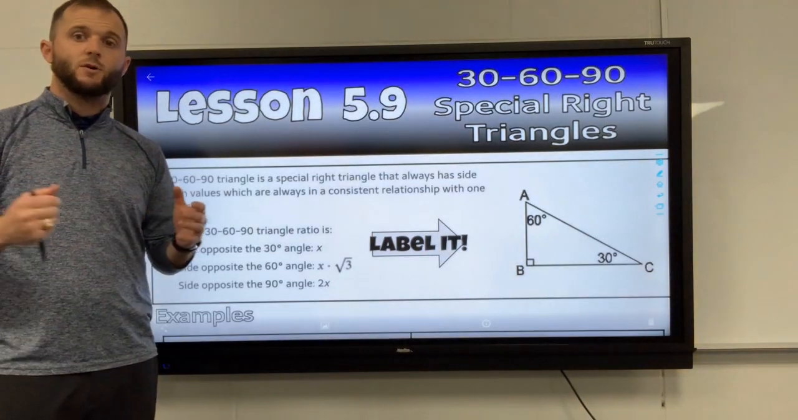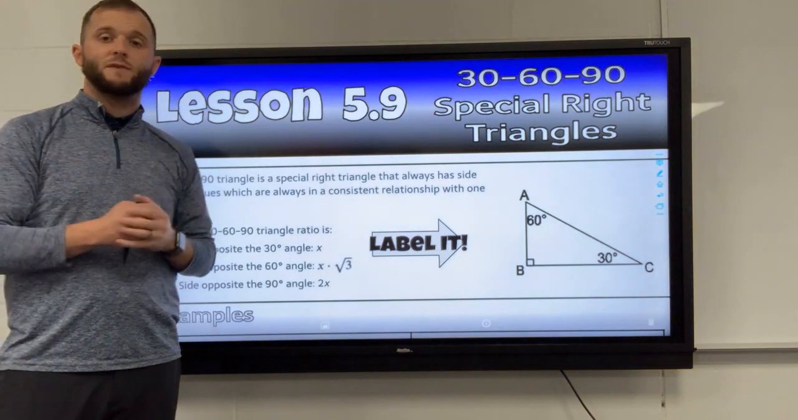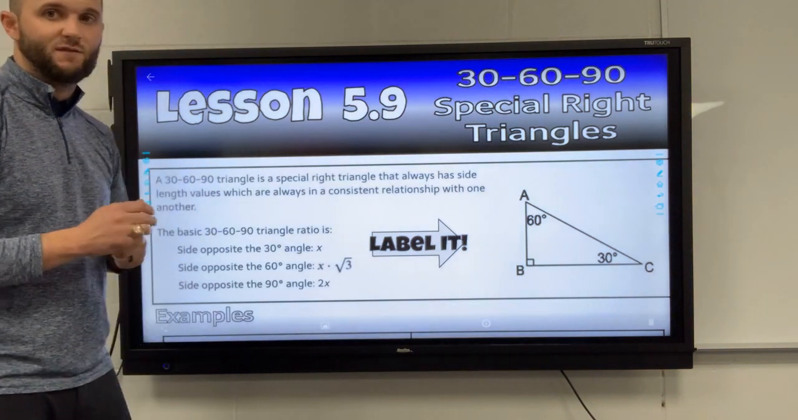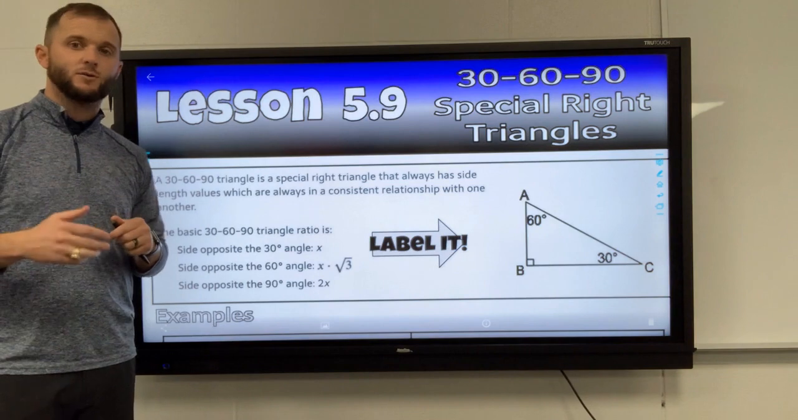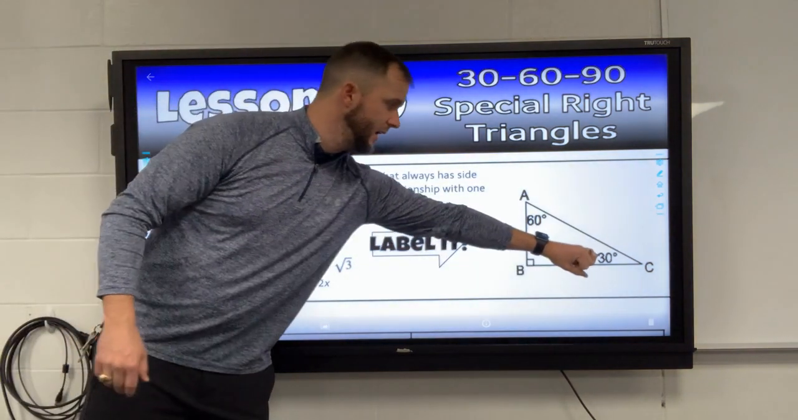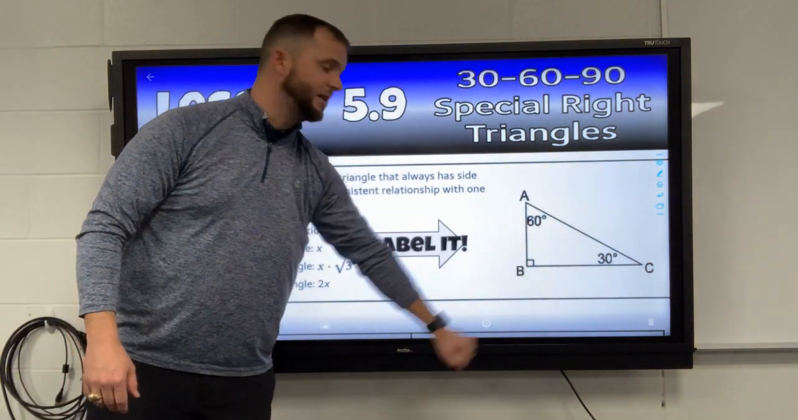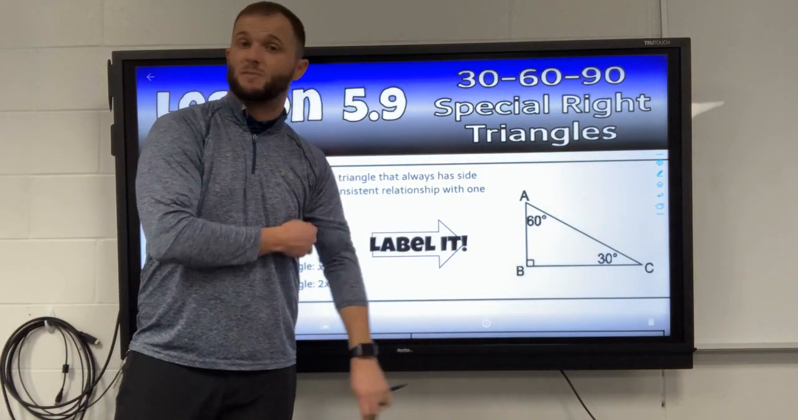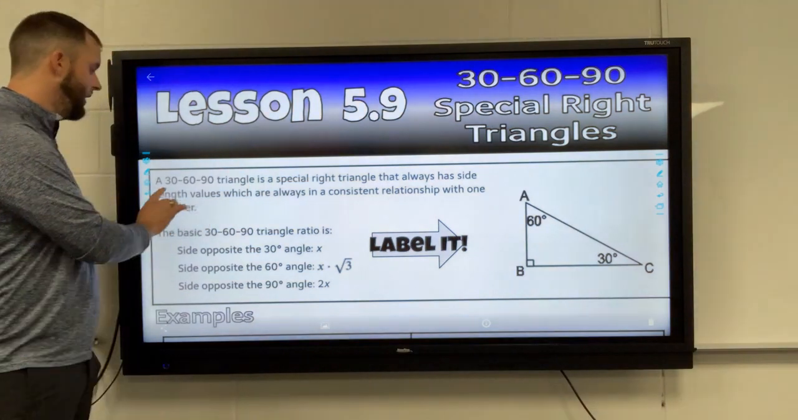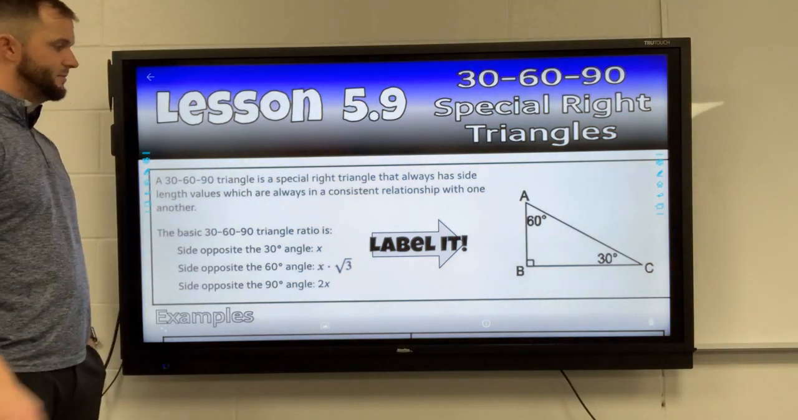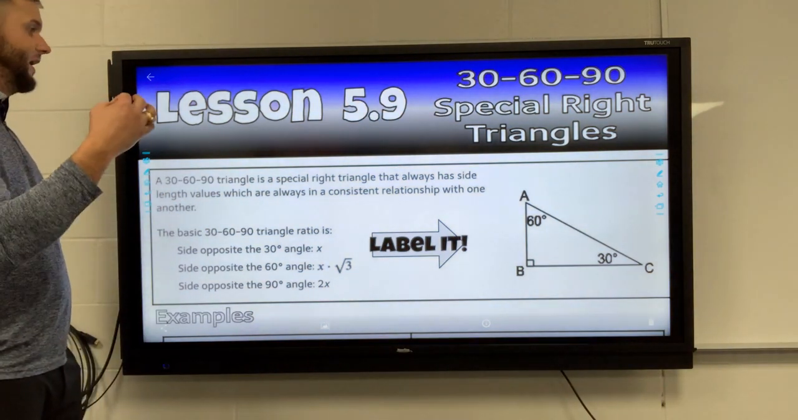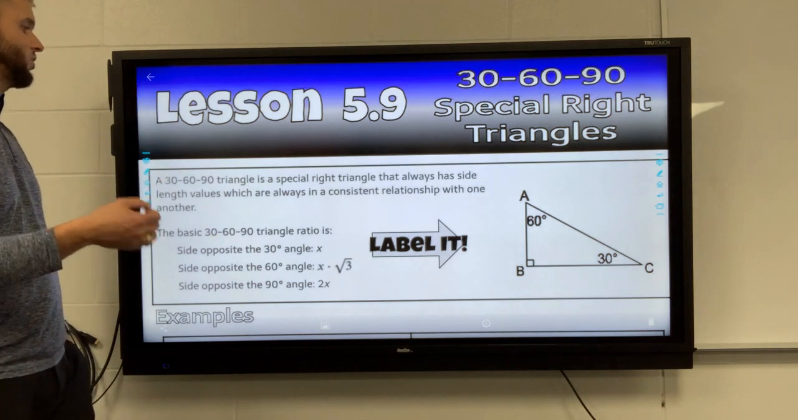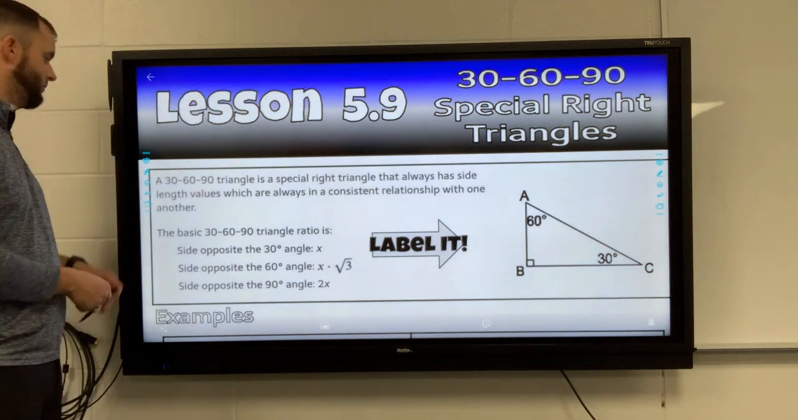All right, so the first thing we're going to look at is specifically what I mean by 30-60-90. Just like the 45-45-90, I'm talking about the angles. I have a 30 degree, a 60 degree, and a 90 degree angle that create a right triangle. Whenever this happens, it creates a special relationship. A 30-60-90 triangle is a special right triangle that always has side length values which are always in a consistent relationship with one another.